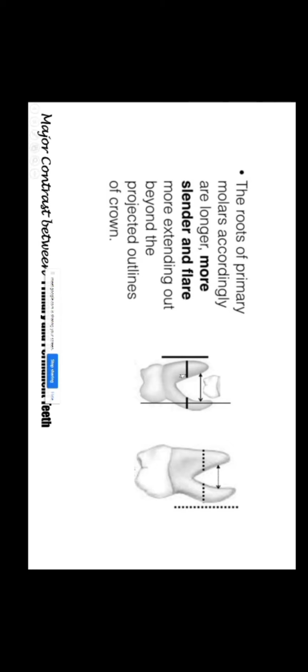The roots in the primary are slender and narrower plus flared, meaning widely separated. Can you see the roots? The roots are widely separated. They diverge. They do not converge, but are widely divergent, meaning flaring out, more extending beyond the projected outlines of the crown. Here in the crown, look, widely divergent, split, compared to the permanent, which is not as widely separated.